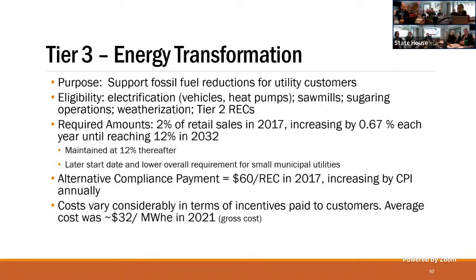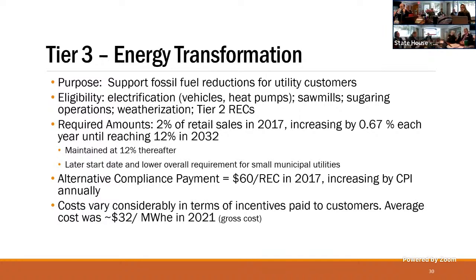Okay, so on to energy transformation. The purpose of this tier was to support fossil fuel reductions for utility customers. So not related to electricity procurement, but as a mechanism to address thermal usage, or even, I should say, as a mechanism to address our fossil fuel usage, so thermal sector, transportation sector.